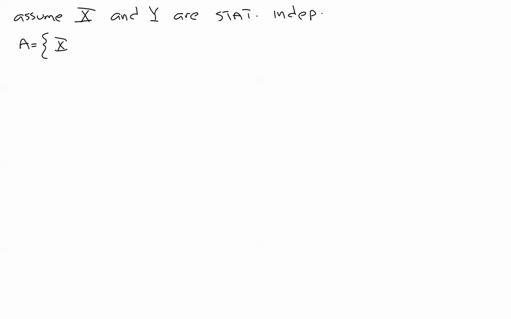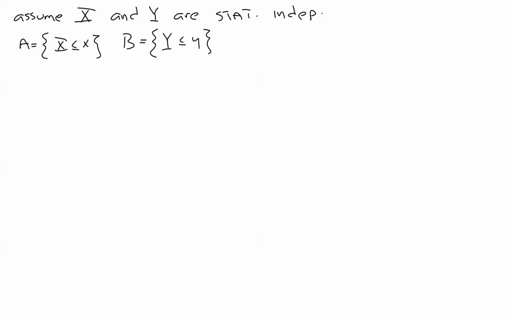All right, let's extend this to joint random variables. We'll assume that I have two random variables, x and y. I'm going to assume that x and y are statistically independent. Now I'm going to define two events. I'm going to let event A equal x less than or equal to some value little x, and B equal the event that random variable y is less than or equal to some level little y.